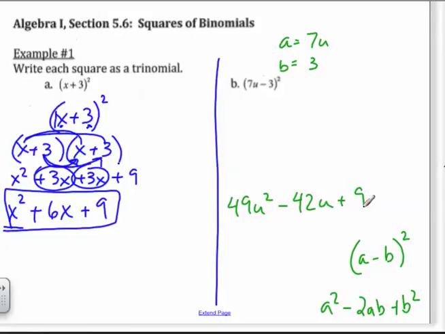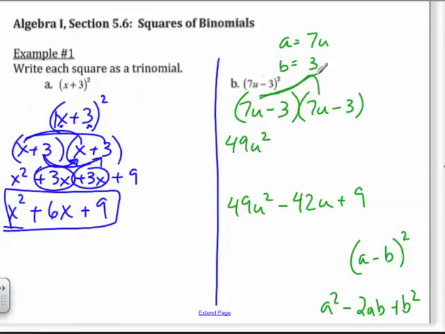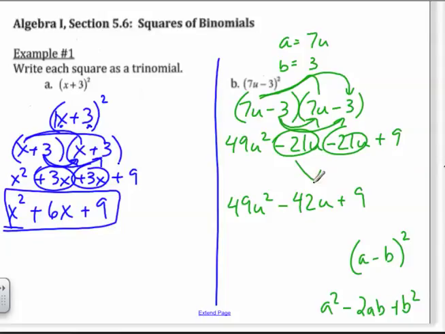Now let's see if that's what we get when we multiply this out. 7u minus 3 times 7u minus 3. 7u times 7u is 49u squared. 7u times minus 3 is minus 21u. Minus 3 times 7u is minus 21u. And minus 3 times minus 3 is positive 9. And do you agree when I combine these like terms that I'm going to get negative 42u? That's the pattern.